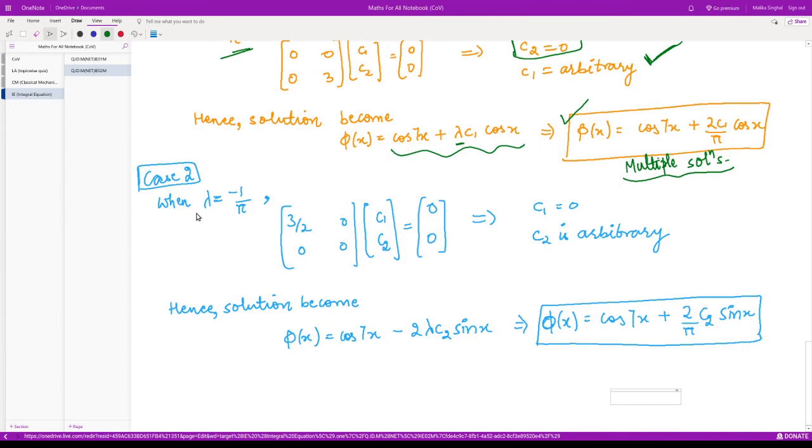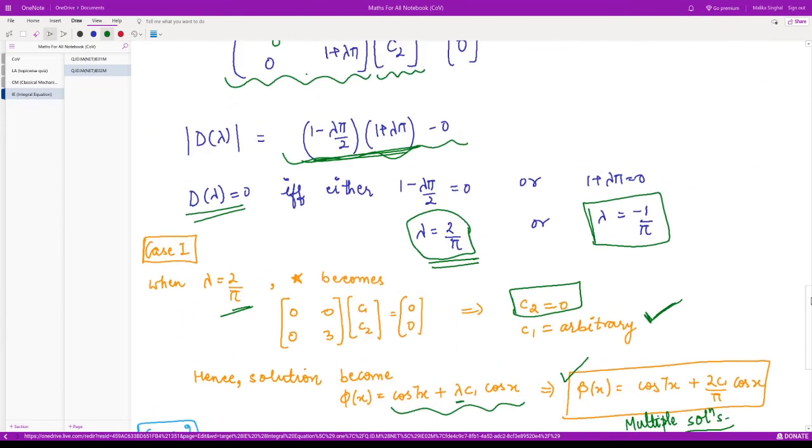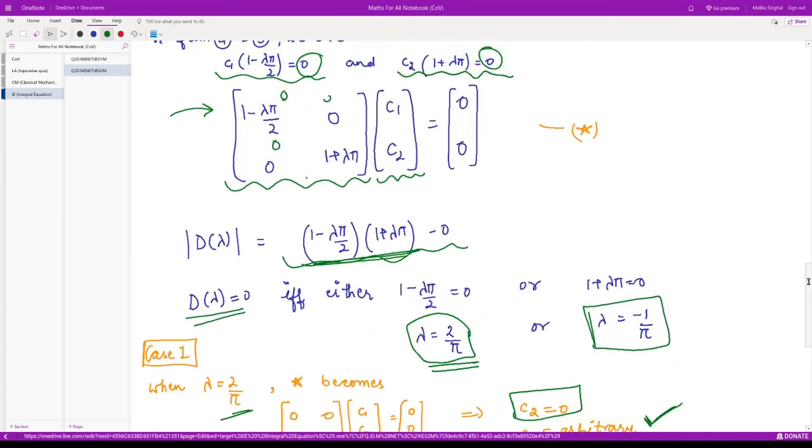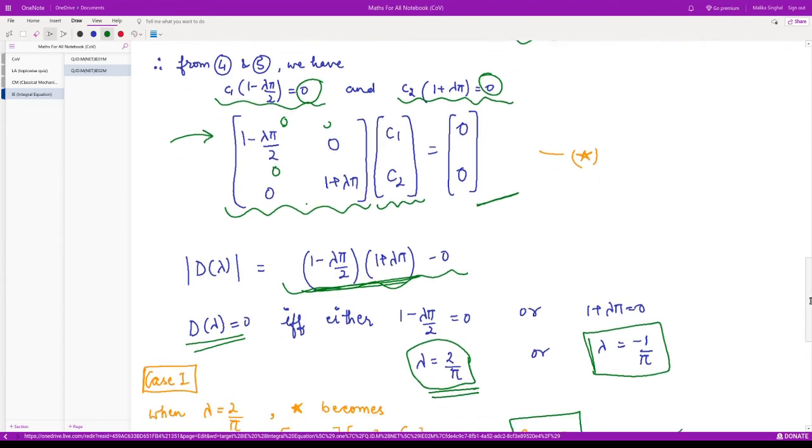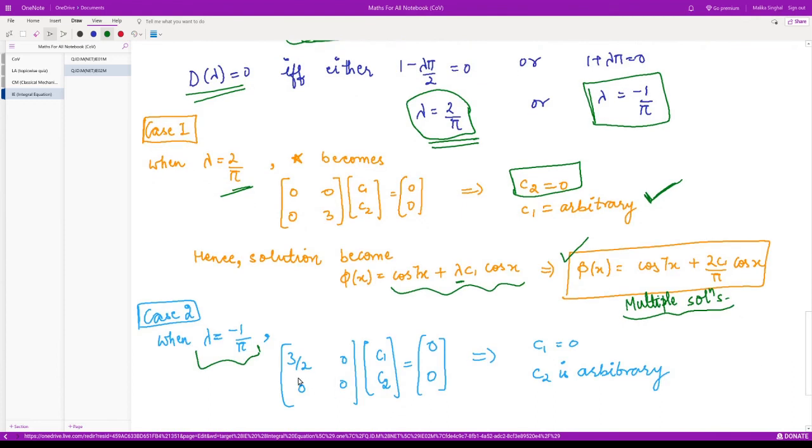In the second case, we have lambda is equal to minus 1 upon pi. So the system star, this system over here, what does this become? We have lambda is equal to minus 1 upon pi. So this becomes plus, pi cancels. So 1 plus 1 by 2, that would be 3 by 2. This term would be 0, this term would be 0, and this term would be 0, right? So we have 3 by 2, 0, 0, 0, C1, C2 is equal to 0, 0. From here you get C1 is equal to 0, and for C2, again we have no condition, so we can say C2 is arbitrary.